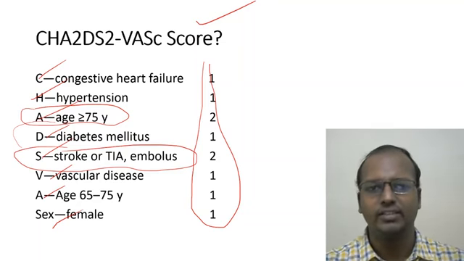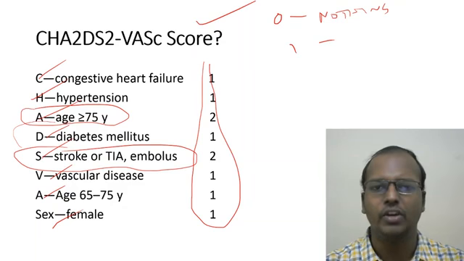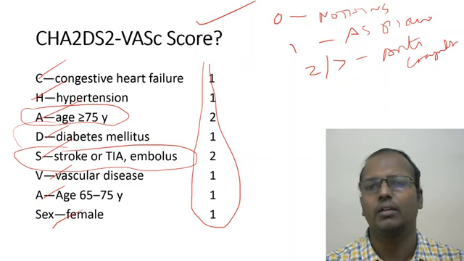So if the score is 0, then no need to give anything. Nothing, give nothing. If the score is 1, then you can give aspirin. If the score is 2 or more than 2, then you have to give anticoagulants.